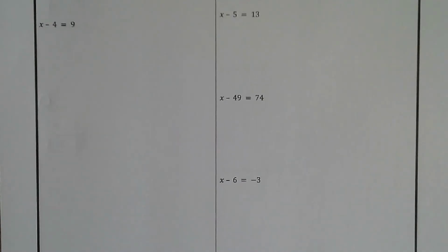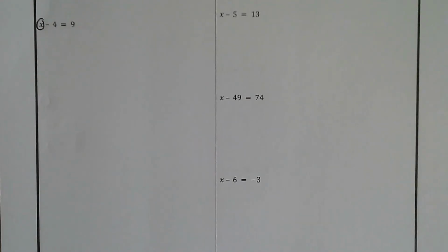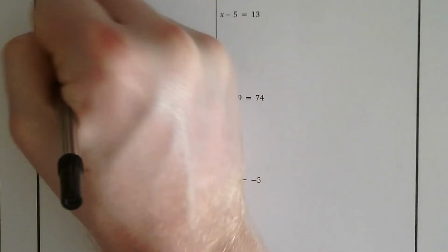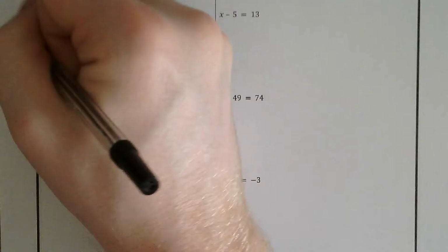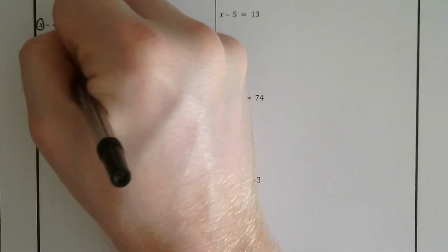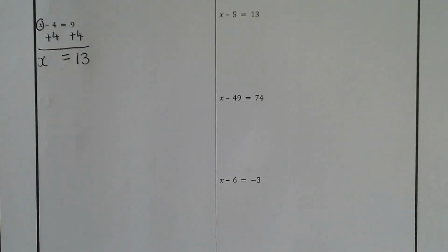Next, we have x minus 4 equals 9. To isolate x here, we need to undo the subtract 4, so we will add 4 to both sides of the equation. The x will drop down, the minus 4 and the plus 4 cancel each other out, the equal sign drops down, and 9 plus 4 equals 13. So here we have x equals 13. You should have a go at the 6 questions on the right hand side and then check your answers.